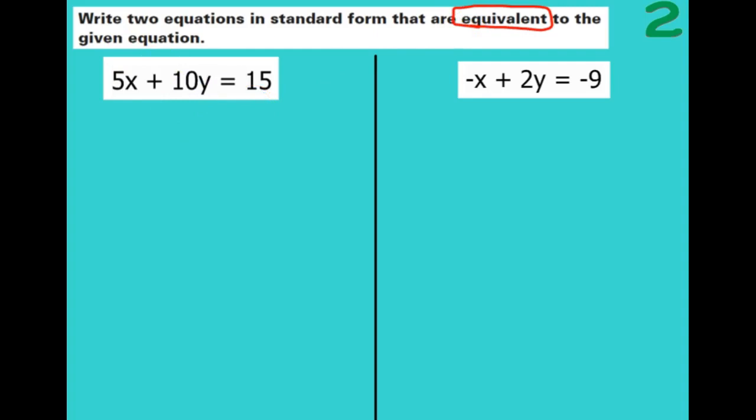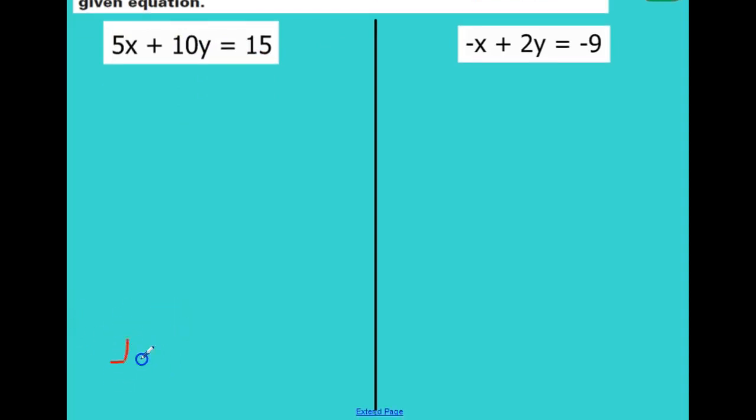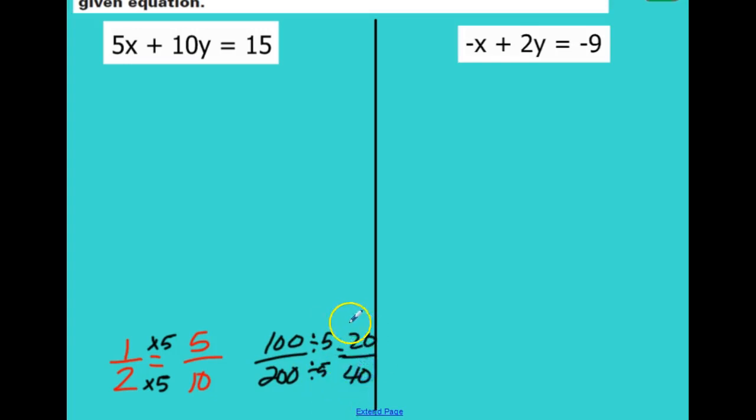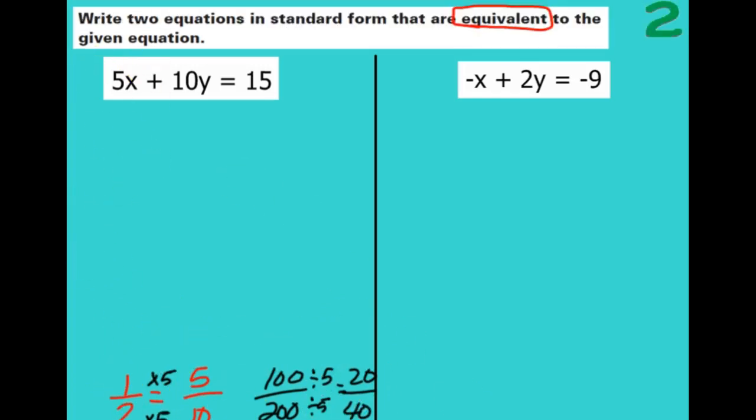So if you think about it, think back to 6th grade or 7th grade, the fraction 1/2. Isn't that the same as 5/10? Well, all we did was multiply this fraction by 5. So that would give us 5/10. If I had 100 over 200, and I divided by, let's say, 5, I would get 20 over 40. All of these are representing 1/2, so it doesn't matter if you multiply or divide, it's still going to be 1/2. Same thing with an equation.